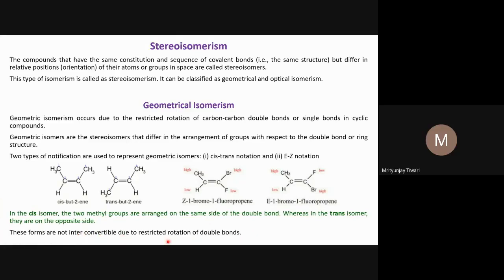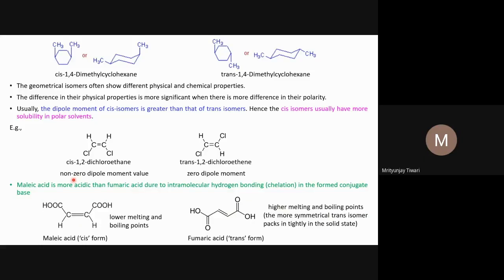So this is a very important point. These two forms are not easily interconvertible because there is restricted rotation around this double bond. To convert from one form to another, one has to first break this pi bond, and to break the pi bond, one has to provide lots of energy.